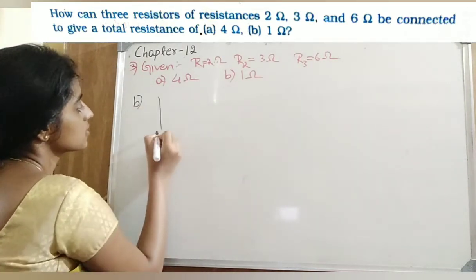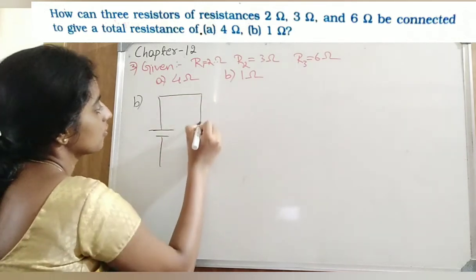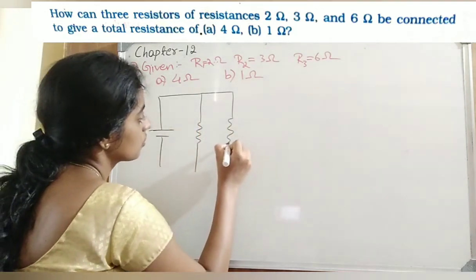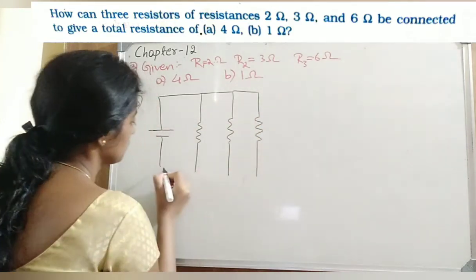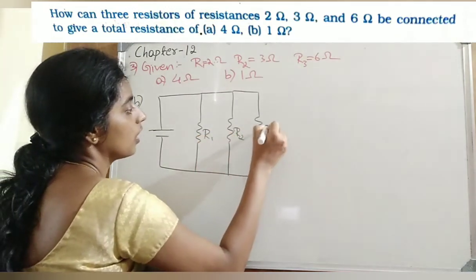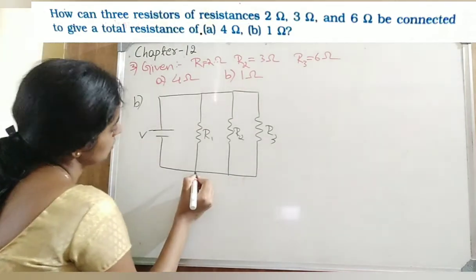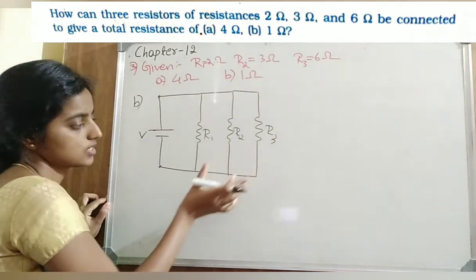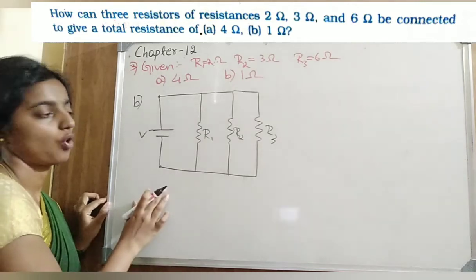So first we have a battery, then our first resistor, this will be our R1, R2, R3, this is the battery. So don't get confused, this is a series connection. All the three resistors are connected to the same two points.